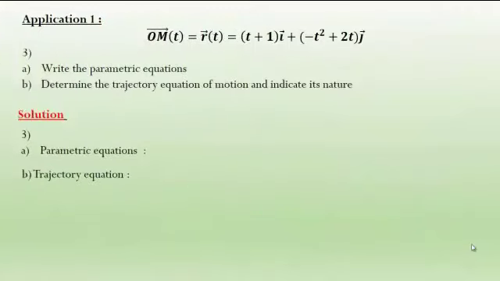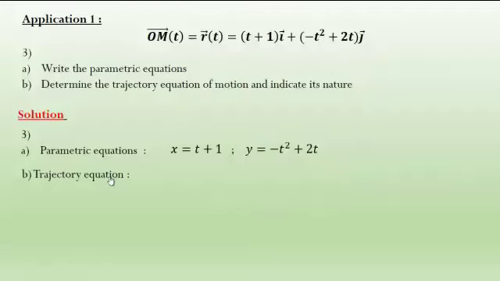So now, finding the trajectory equation, continuing application 1, you have the position vector r(t) equals (t plus 1)i plus (minus t squared plus 2t)j. The question now, part 3a: write the parametric equations and then determine the trajectory equation of motion and indicate its nature. So the parametric equations are x equals t plus 1 and y equals minus t squared plus 2t.